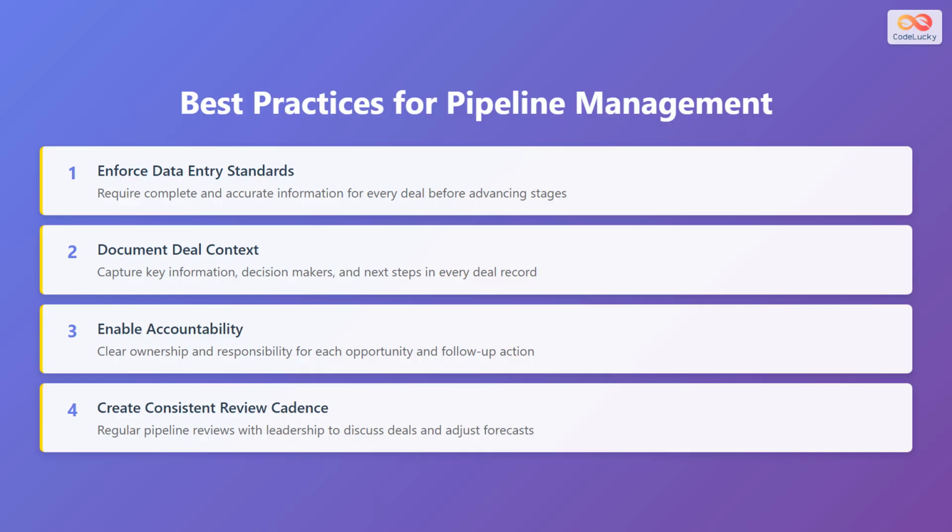Fourth, create a consistent review cadence. Pick a day and time each week or every 2 weeks for pipeline reviews with your leadership team. During these reviews, discuss deals, identify risks, and adjust forecasts based on new information.